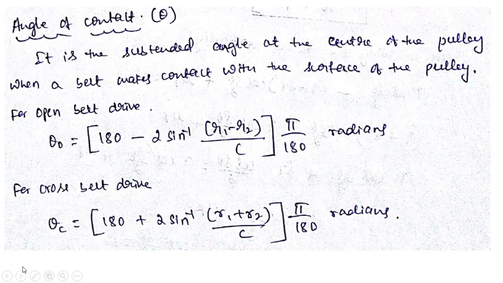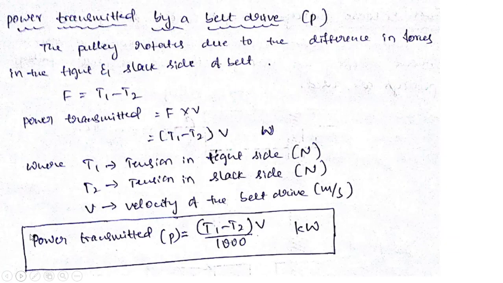We have one more formula, that is the power developed or power transmitted by the belt drive, and the notation is P. The pulley rotates due to the difference in forces in the tight side and the slack side. You all know that pulley rotation takes place due to the difference in tension between the tight side and the slack side, and that force is equal to T1 minus T2, that is tension in the tight side minus tension in the slack side. T1 is the tension in the tight side, expressed in newtons, and T2 is the tension in the slack side, again in newtons. This difference in these two forces will make the pulley rotate.